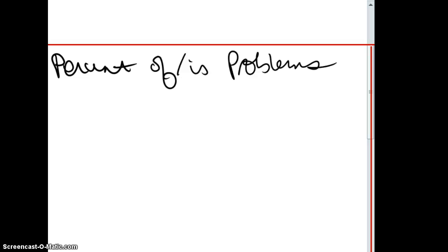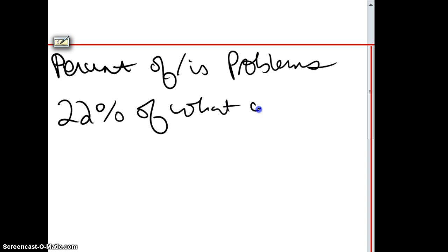Okay, unfortunately in class today we didn't have time to go over these, so I'm just going to put them out in a podcast. But if you have a problem, say that is like 22% of what amount is, say, $4, okay?